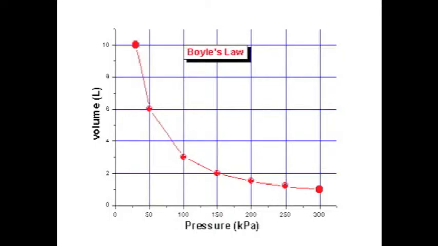This graph shows that as pressure increases, volume decreases, and vice versa. As pressure on the balloon increases, the volume inside of the balloon decreases.